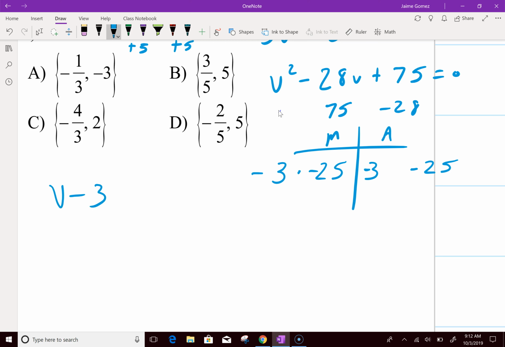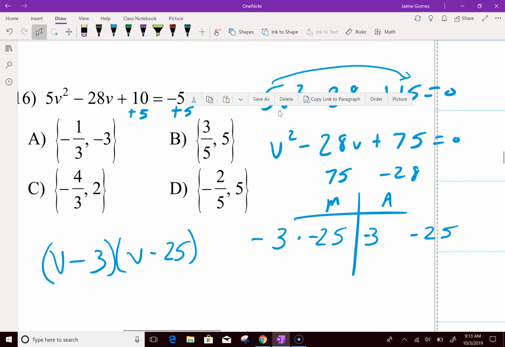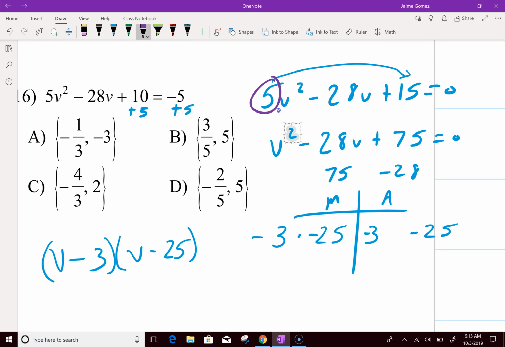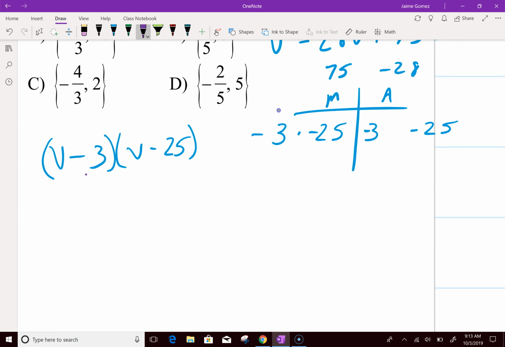So v minus the 3, v minus the 25. Divide them both by, what number did I multiply by? I multiplied by 5, so then divide by 5. I can fix this. This would end up being v minus 5. And this I'm going to leave alone, remember?